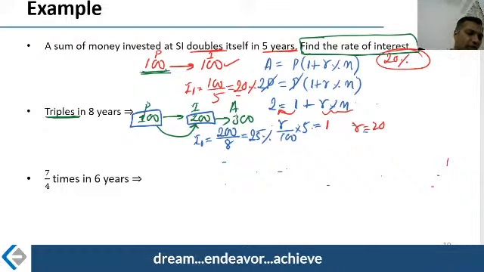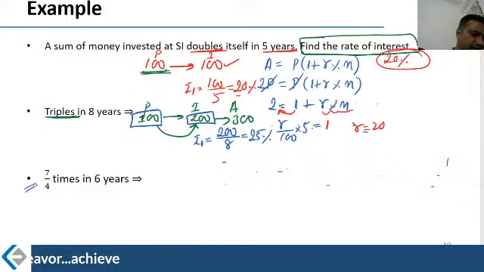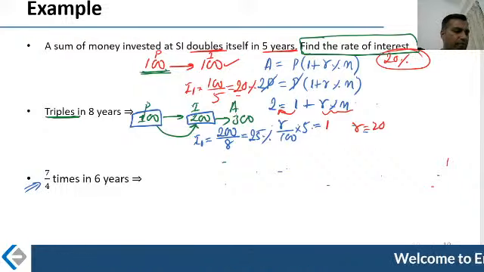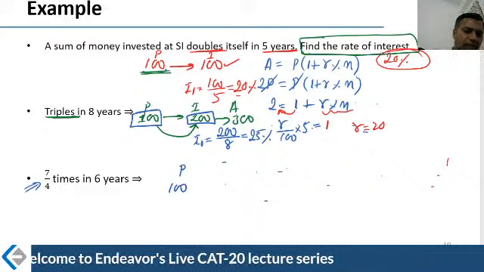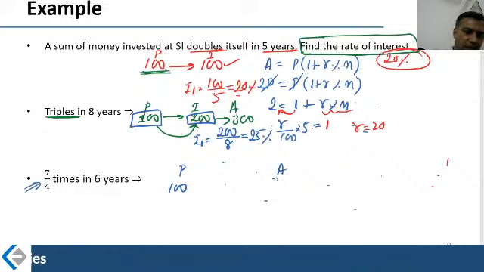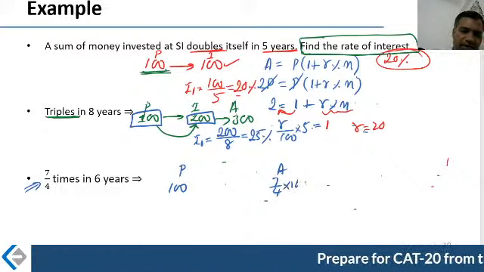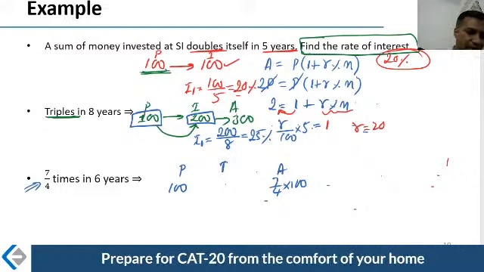Okay, let's look at the next one. Hey, what if I get a fraction like this? 7 by 4 times, already in 6 years. Simple. So you will say that, okay, principal, already now is 100. Principal is 100. Amount, what is the amount? 7 by 4 times of 100. I can do this calculation. Then I can calculate my interest, no problem.